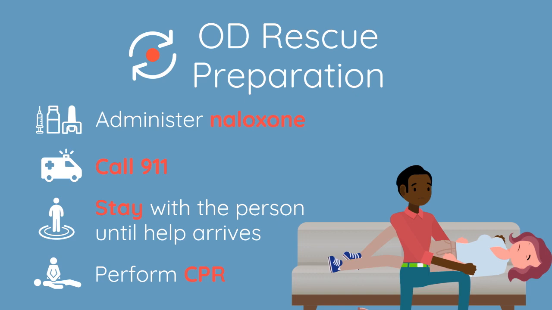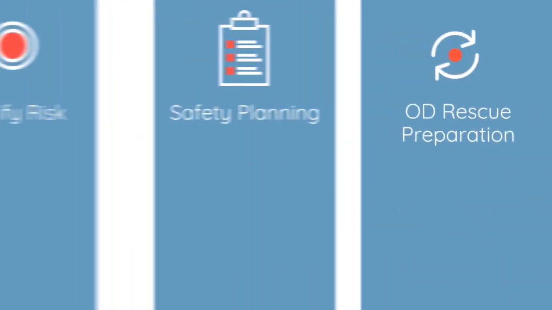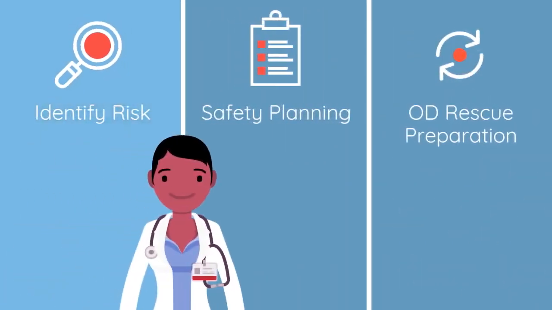In summary, this video has focused on the identification of opioid overdose risk factors, safety planning, and overdose rescue preparation as an essential triad of strategies to avert or reduce the risk of an opioid overdose among patients being treated for an opioid use disorder.